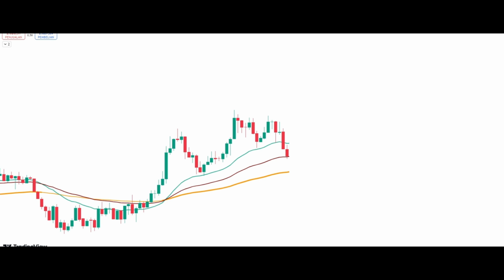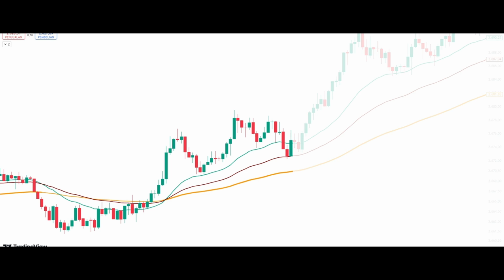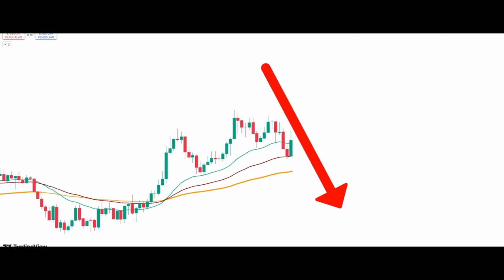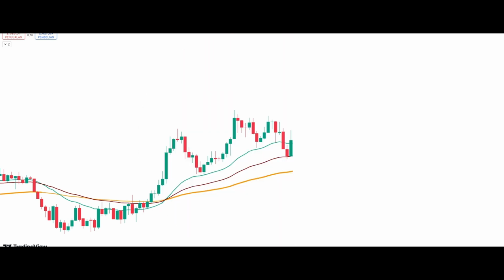The next step is to wait for the price to return to EMA 25 again. Once that happens, we will take a buy position here. However, if the price drops and breaks below EMA 100, we will cancel the entire setup and look for other trading opportunities, as this may indicate that the trend is about to reverse.